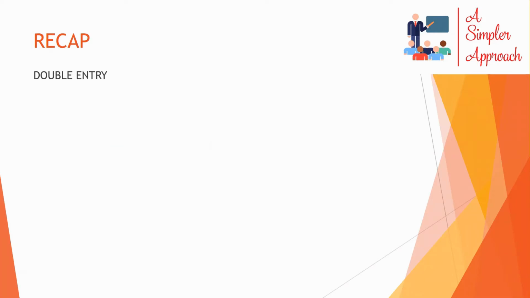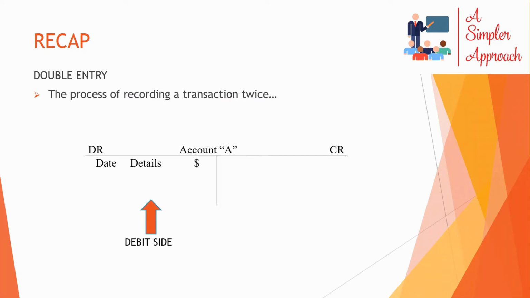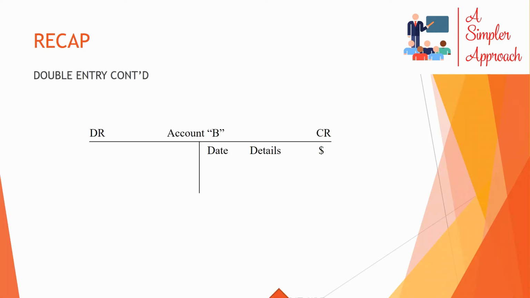Number one, double entry. Remember now that double entry is the process of recording a transaction twice. Once on the debit side of an account and once on the credit side of the corresponding account. Remember also that T accounts, this thing right here, is the place where all information relating to an asset, liability, capital, revenue, or expenses are placed. All the information is placed right there.